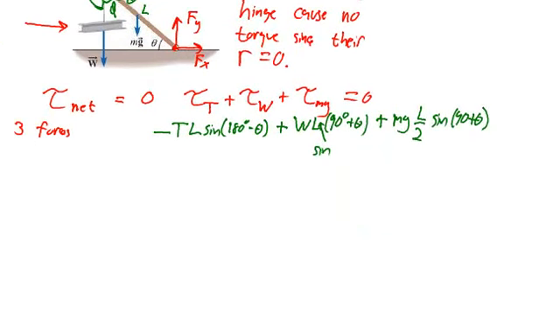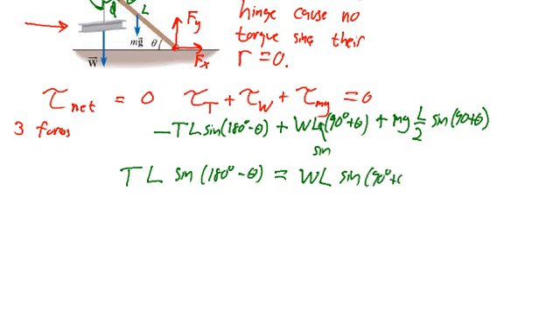Okay, so we need to solve this expression for the tension. So we'll have TL sine of 180 degrees minus theta is equal to capital W L sine of 90 degrees plus theta plus little mg L over 2 times the sine of the same angle.